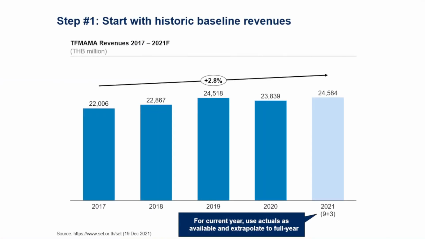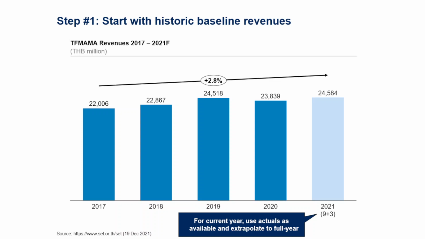So now let's get into the details and let's get technical. So the first step is to start with a historic baseline revenue. And as an example, and this is purely a hypothetical example here, I have taken TF Mama, the noodle manufacturer here in Thailand. And I started off with the revenues that I found in the annual reports.